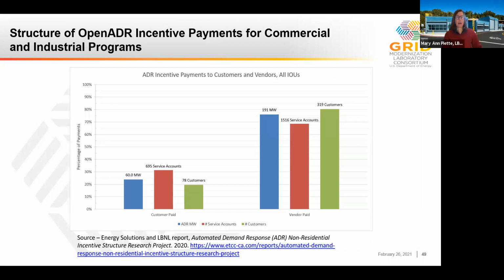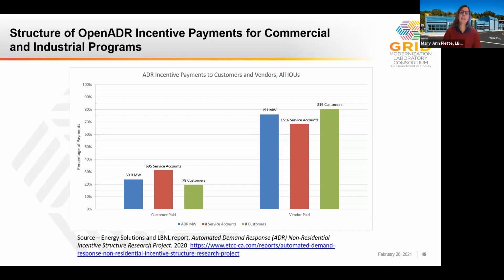Now I want to talk a little about the use of OpenADR in commercial and industrial facilities in California. Over the last 10 years, this is a summary of some of the incentives that have been paid out to buildings. So automation for several hundred megawatts has been installed through utility programs. So these are investor-owned utility programs. And you'll see on the left it says customer paid and vendor paid. So several hundred customers, several hundred megawatts, and several 100,000 service accounts.